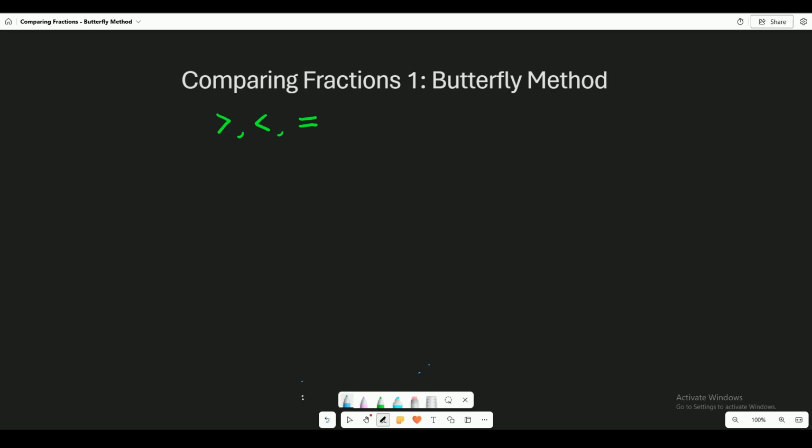Here I have 3/9, and I'm comparing that to 10/50. Okay? Let's compare. Here we go. 9 times 10. First antenna right there. 9 times 10 is 90. Just like that.